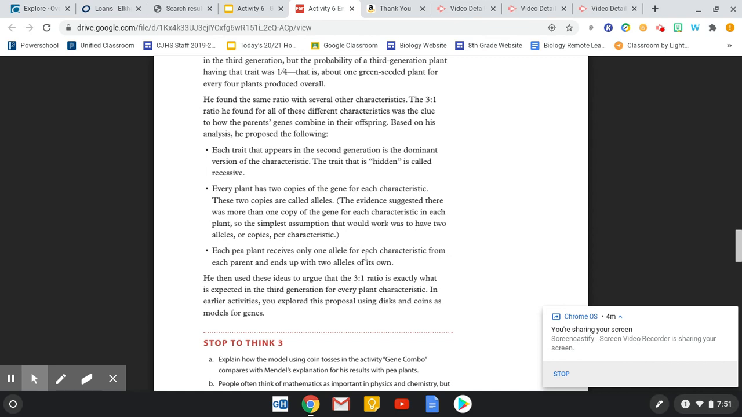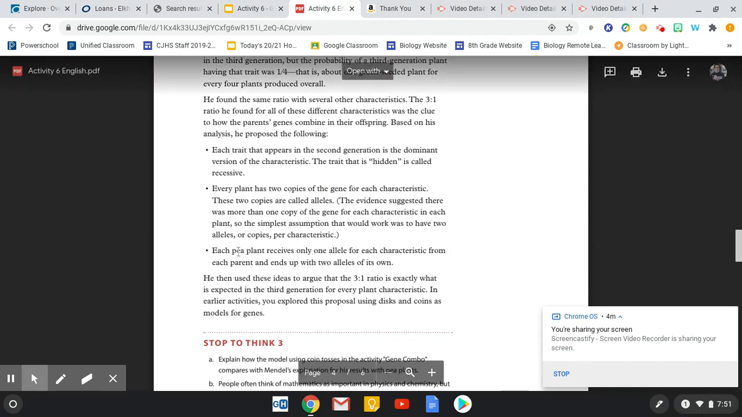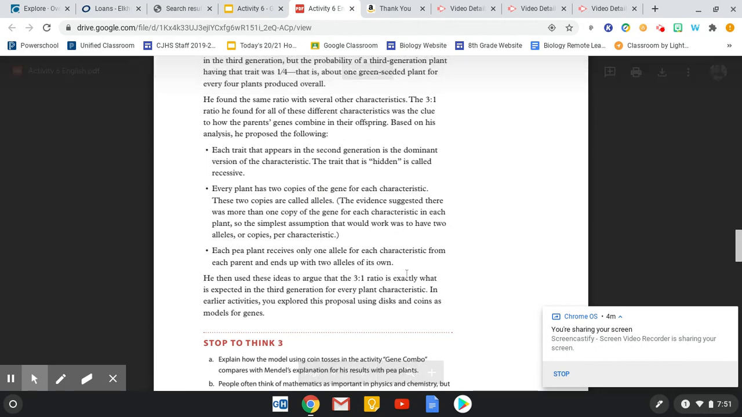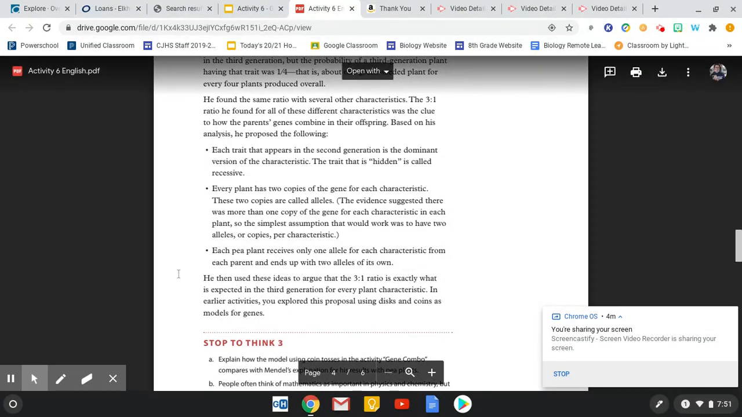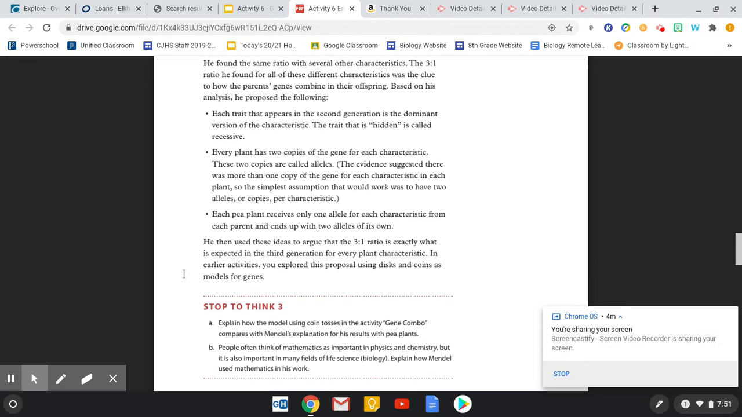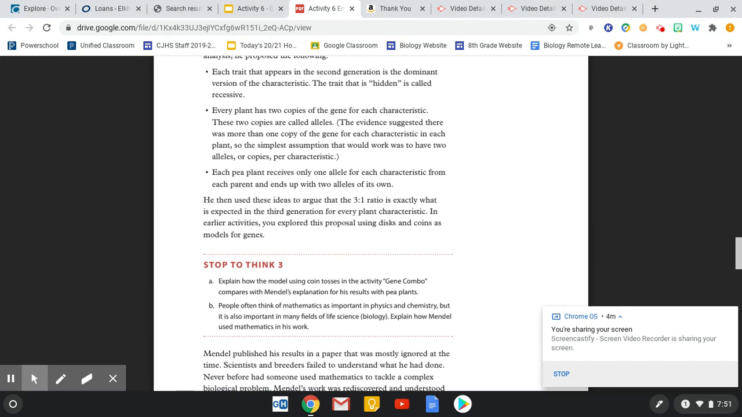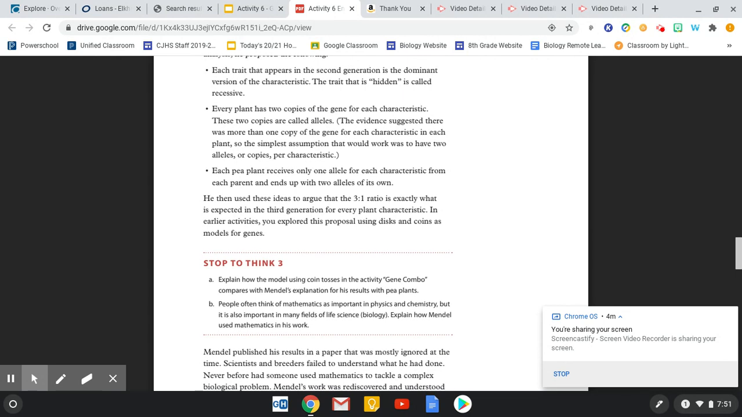Each pea plant receives only 1 allele for each characteristic from each parent and ends up with 2 alleles of its own. And this ties into the previous one. He then used these ideas to argue that the 3-1 ratio is exactly what is expected in the third generation for every plant characteristic. In the earlier activities, you explore this proposal using discs and coins as models for genes. Side note, you also did this when you explored the Punnett square activity in Activity 5.